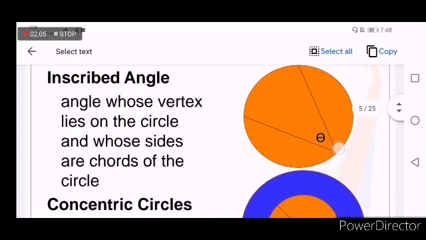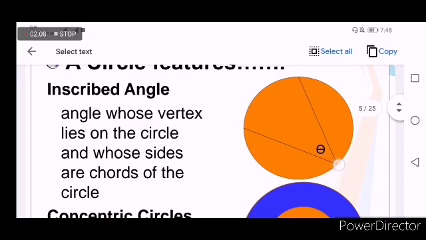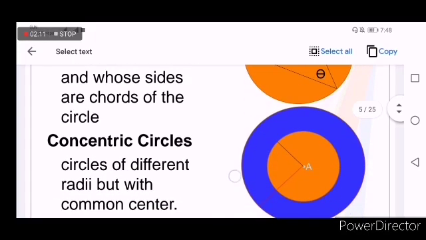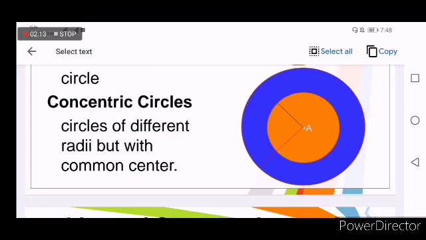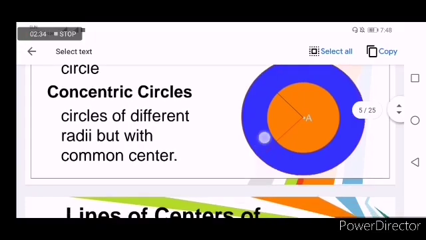So here, this part is the inscribed angle with a theta. Concentric circles have different sizes, but they share the same point, or they have what we call a common center. So the so-called ripple effect, if you watch it, is a series of concentric circles.